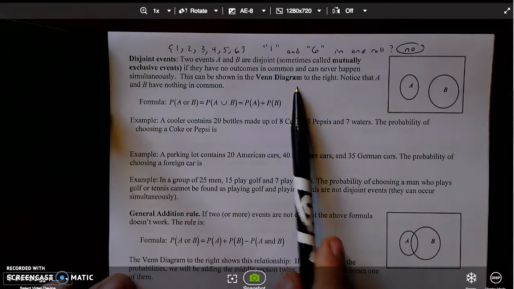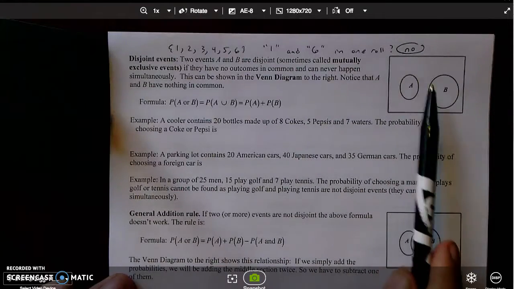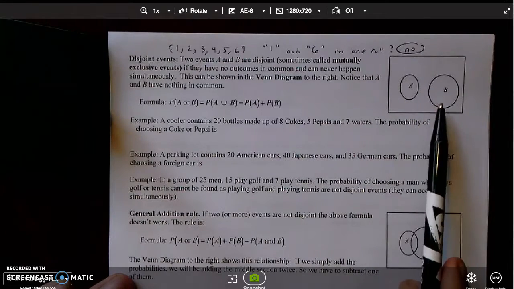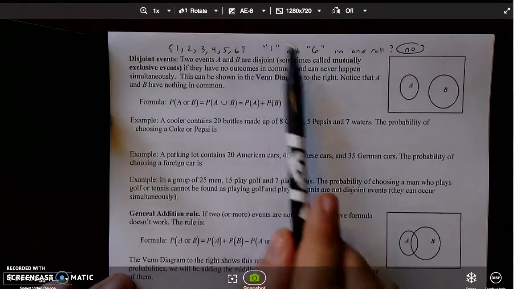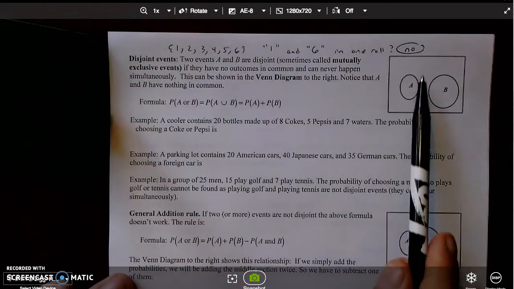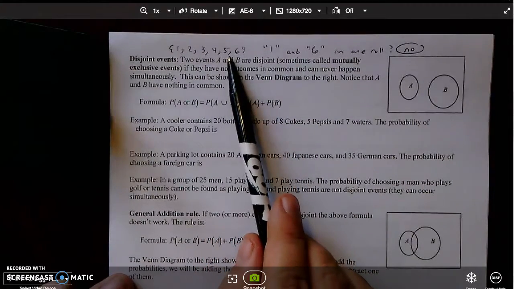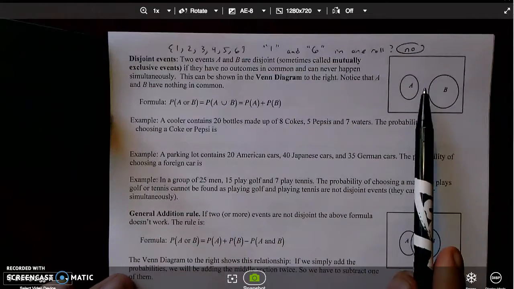This can be shown in an event diagram. It looks like this. Here's event A and event B, and they have no overlap. In other words, event A could be getting a 1, event B could be getting a 6. For one die roll, you would have a circle for each one of these: event A, event B, event C, event D, event E, event F, and they would have no overlap. The circles would just be by themselves.